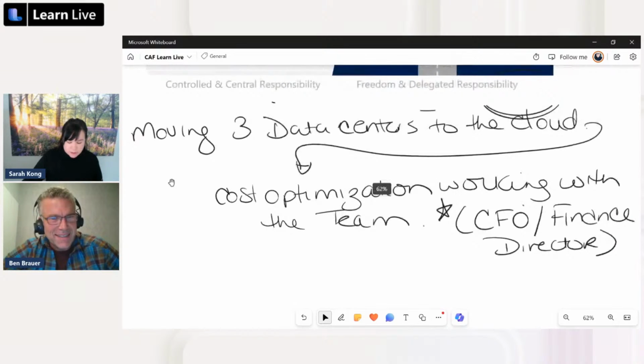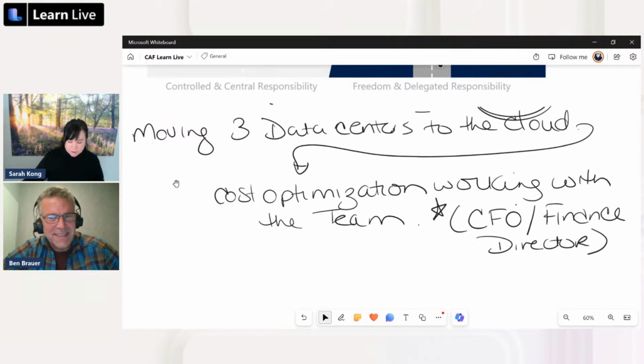Trailwind is moving their data centers to the cloud. As you and I were discussing the other day, one of the biggest people you have to get on board and work with is your finance director, your CFO. The whole cost optimization piece, as you said earlier, could also be one of the biggest things that can stop you from doing things, right?